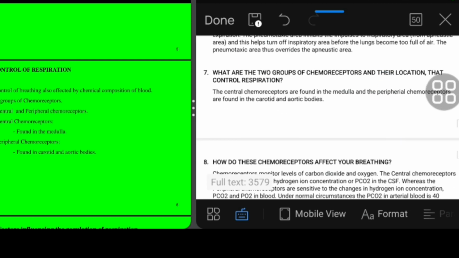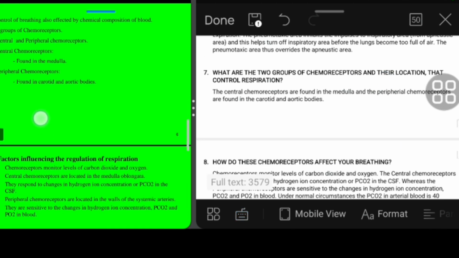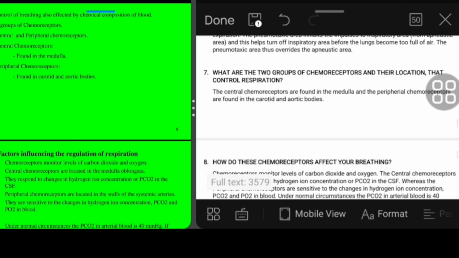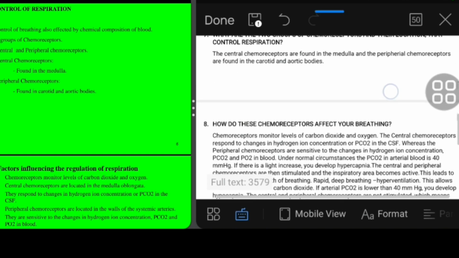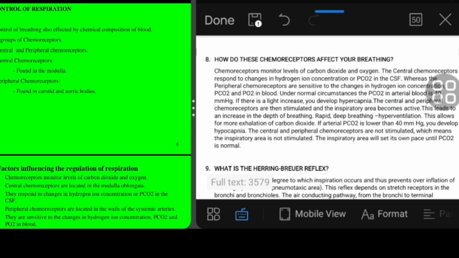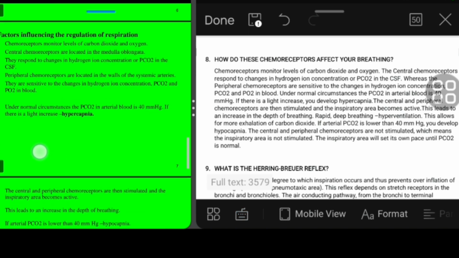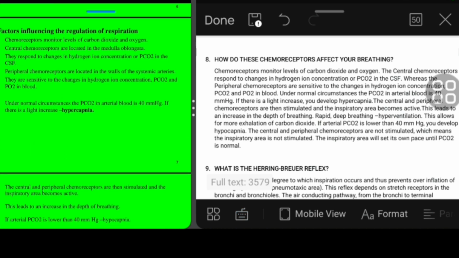No? All right, and then comes the control of respiration. So here it's talking about the different chemoreceptors that you have, and these measure the composition of blood. This type of question, where it tells you the location and its function, is mostly your multiple choice type of question. I'm not going to cover a lot on that. And then this one, factors influencing the regulation of respiration.